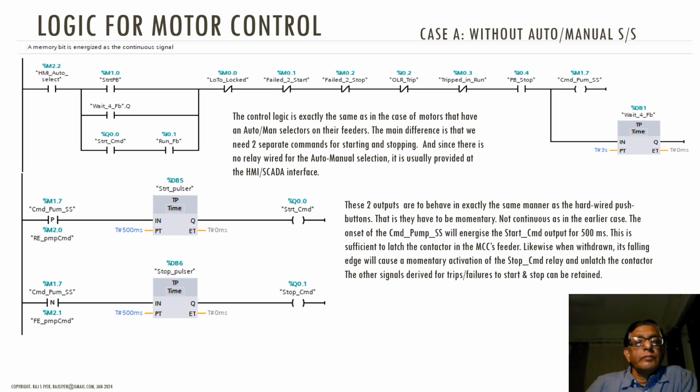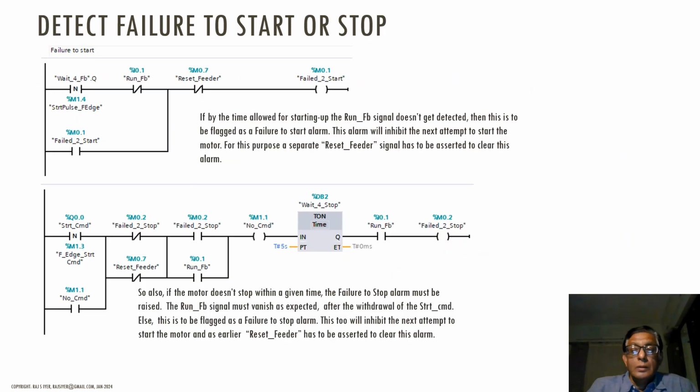Okay. The rest of the discussion about deriving the tripped in run and the fail to start and all are common in both cases. Okay. Now we discuss two other alarm signals. That is the failure to start and failure to stop. These two are very simple.